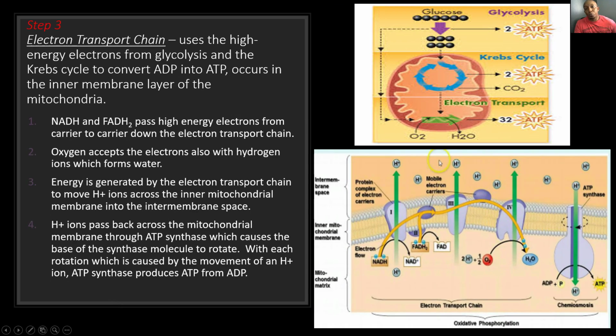A brief review, we've discussed glycolysis where 2 ATP are formed, and then we moved into the Krebs cycle where another 2 ATP are formed. And so now we have 4 ATP that are going to the electron transport chain where 32 ATP are formed.